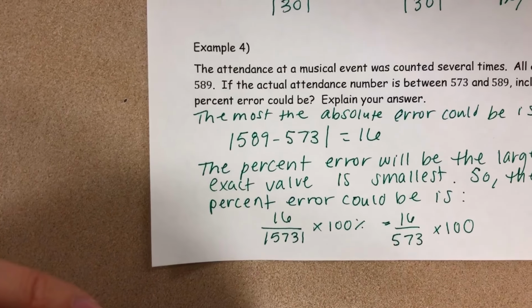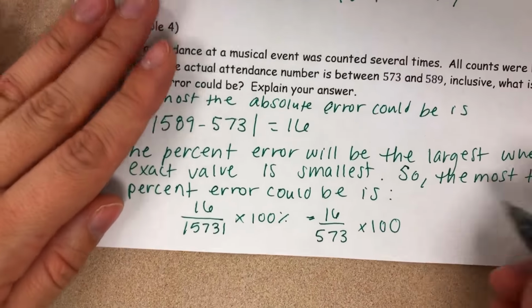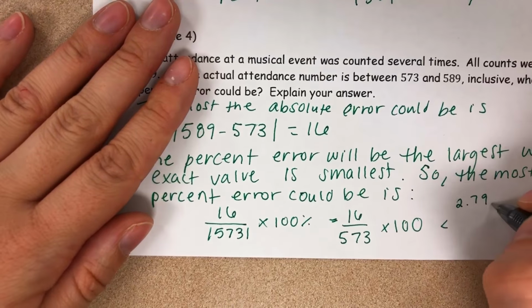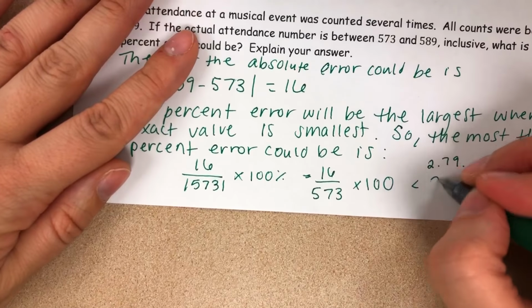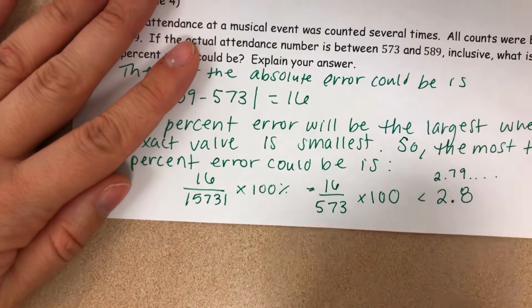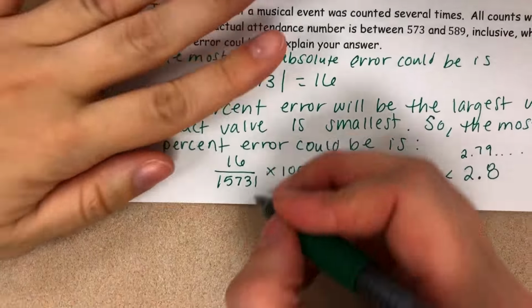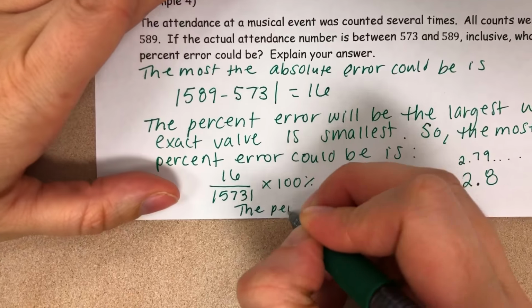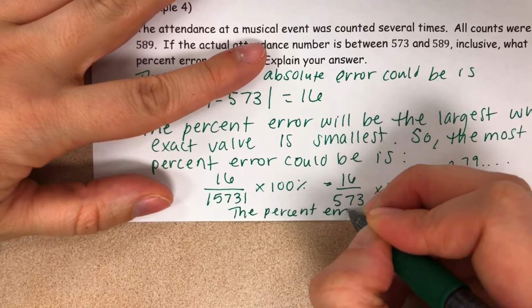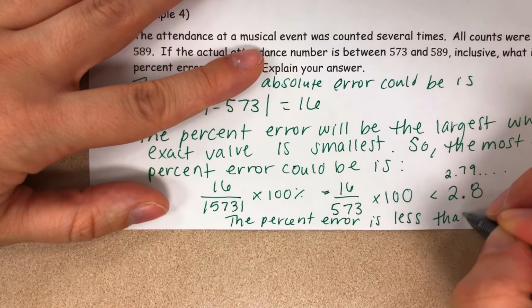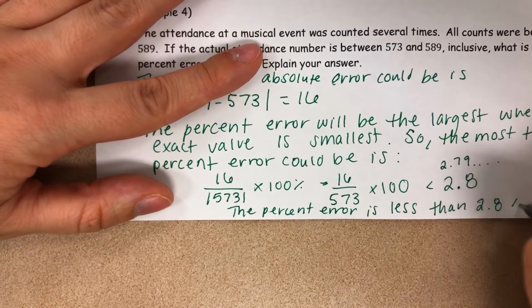All right, I'm okay with you guys plugging this one in your calculator. You're gonna get something like 2.79 going on. So let's just put 2.8 because the percent error is less than 2.8%.